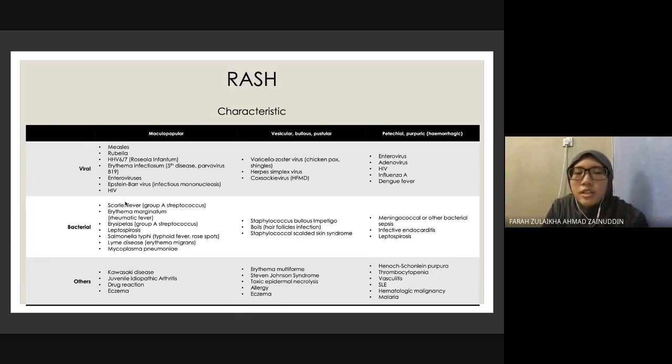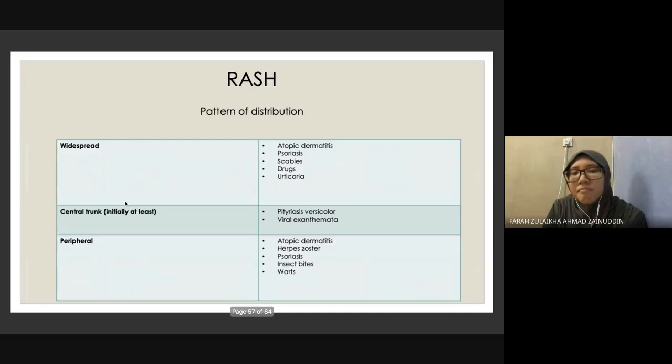For the rash, as I mentioned just now, we can classify it according to its characteristic, whether it is maculopapular, vesicular, bullous, pustular, petechial, or purpuric rash. However, mind you that some of the diseases come with polymorphous features, meaning that it has multiple types of rash at the same time. For example, chickenpox has both maculopapular and vesicular rash. I'll go through it later. Next is pattern of distribution.